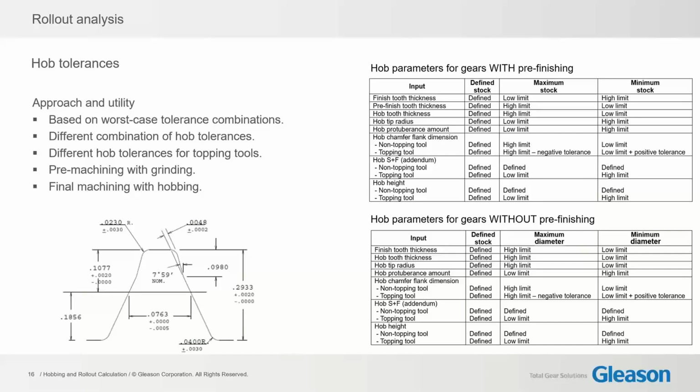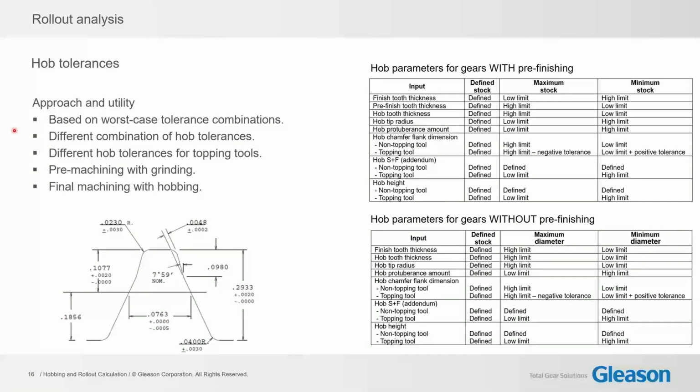So for maximum stock, it's indicated high limit for the hob tooth thickness tolerance. Is that correct? So for the maximum stock condition, for the hob tooth thickness, the high limit is used. Next question.